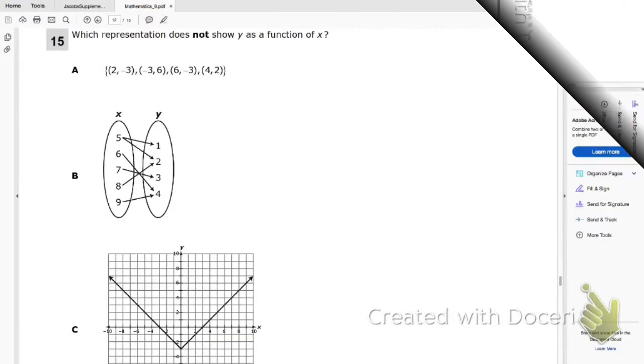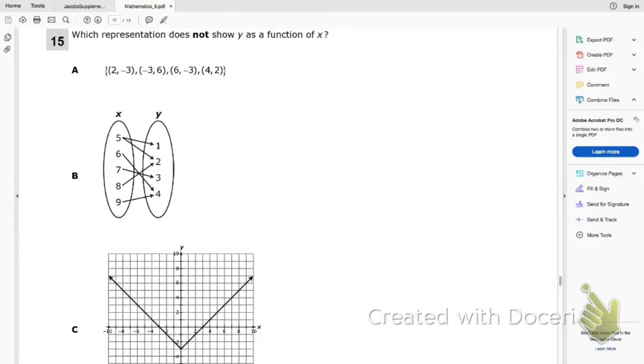Alright, this is the real question 15 on the practice ACP. It says, which equation representation does not show y as a function of x? Okay, if we see a function, we're going to get rid of all my y's and see if any of my x's repeat. So I get rid of my y's here. So I have 2, -3, 6, 4. Therefore, that is a function.